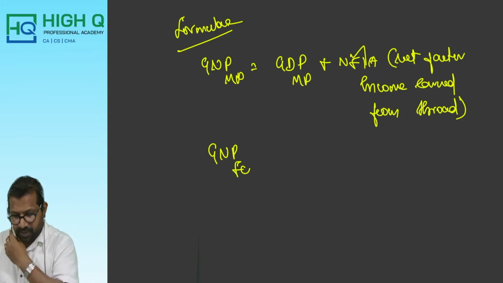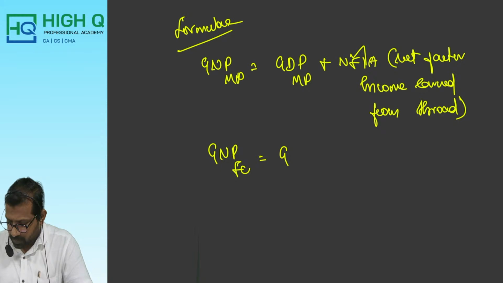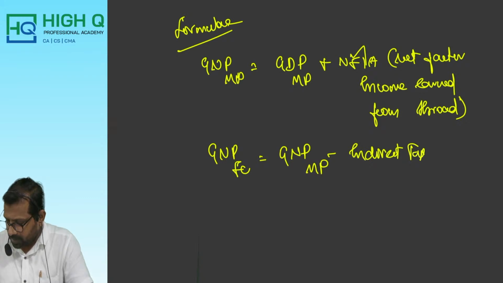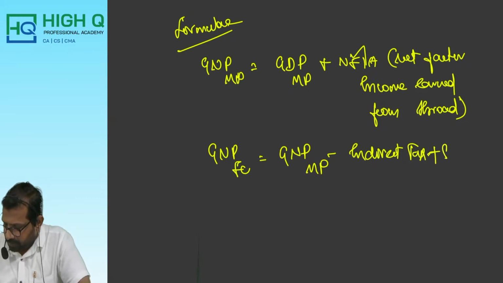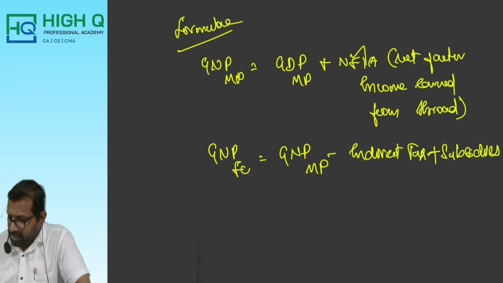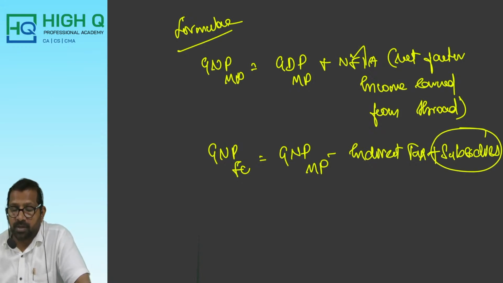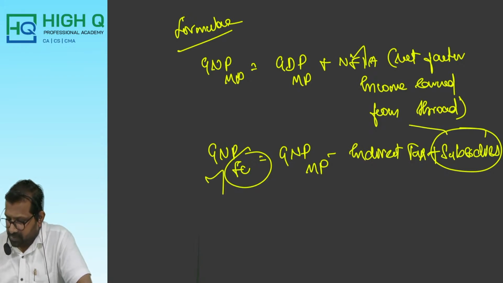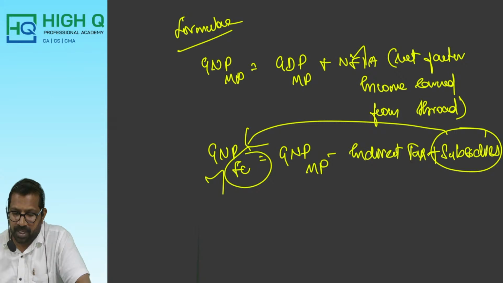Now, GNP at factor cost equals GNP at market price minus indirect tax plus subsidies. Subsidies are nothing but what will be provided by the government. Factor cost means factory, land, labor, capital. So within the factory, the subsidies are provided by the government. That's why you are adding the subsidies.